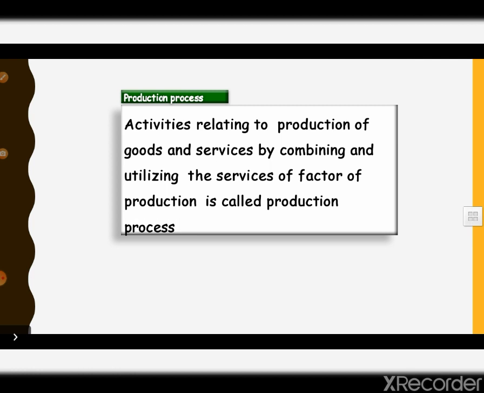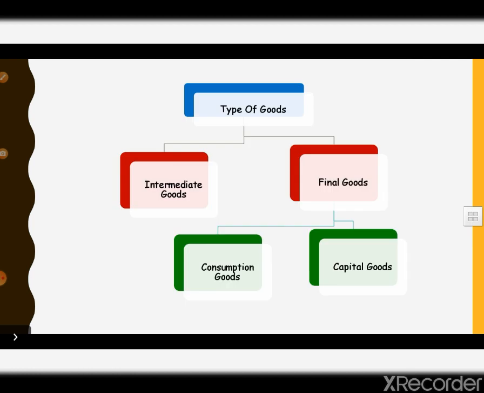But as of now, production process basically means all the activities which are used to produce goods and services, by using the factor services. What are the factor services? By using land, labor, capital, entrepreneurs. This is known as the production process. Now, we learned about macroeconomics. We got a general idea on it.